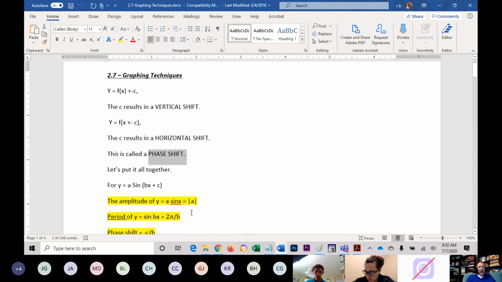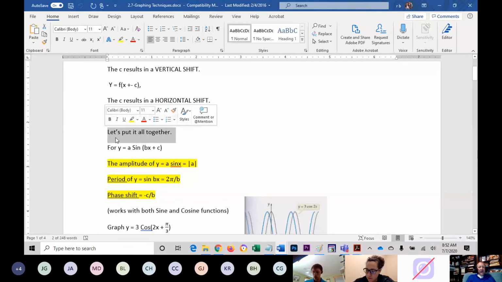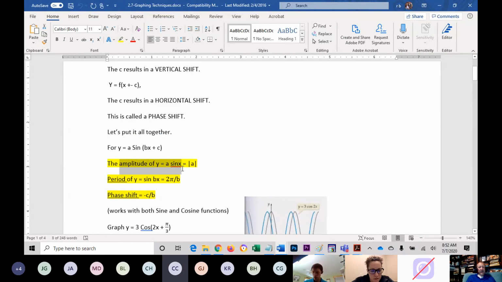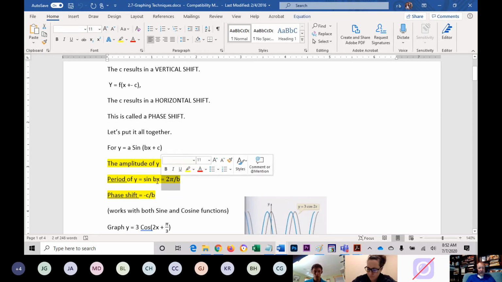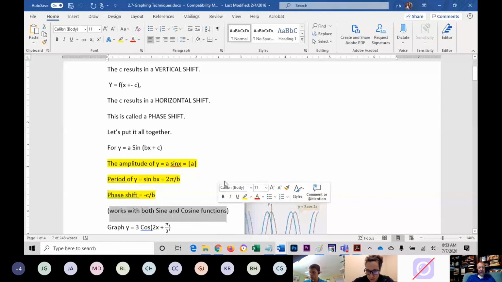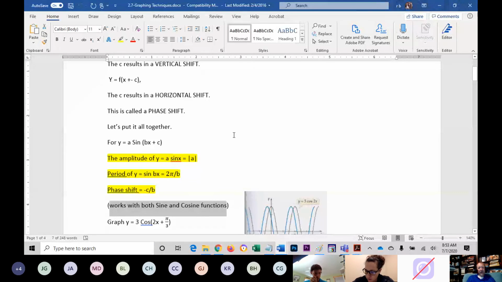If we put all this together, if I have y equals a times the sine of bx plus c, the amplitude is going to be the a term. The period of the sine is going to be 2 pi over b. If we're using tangent, it would just be pi over b. Your phase shift is going to be negative c, the opposite, because remember, if it's in the parentheses, you use the opposite. So your phase shift is negative c over b. This works with both the sine and cosine functions. We'll get into the tangent a little bit later. Okay?